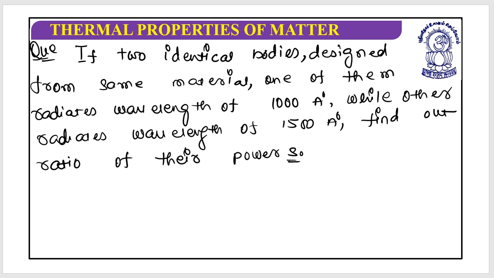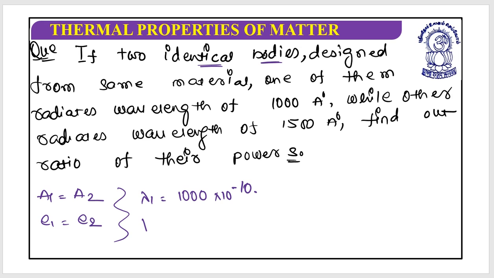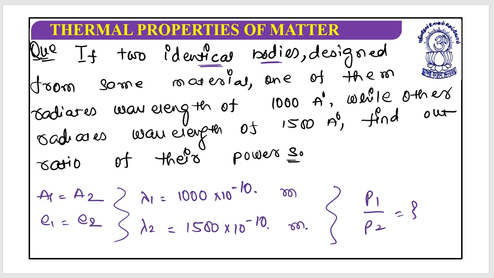First, let us write what is given. They say two identical bodies. That means their radius would be equal, so their area would be equal. Designed from the same material means the emissivity would be equal. One radiates a wavelength lambda 1 equal to 1000 Angstrom, which is 1000 into 10 to the power minus 10 meters, and the other radiates a wavelength of 1500 into 10 to the power minus 10 meters. Find out the ratio of their powers. What I want is P1 is to P2. So now let's do it.